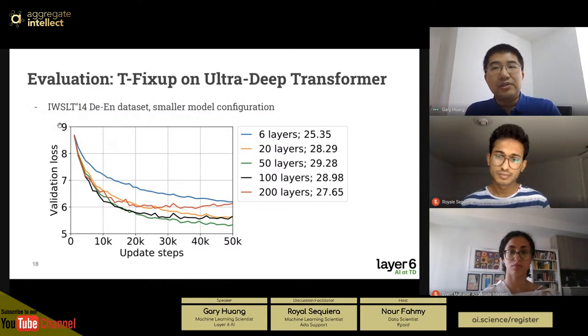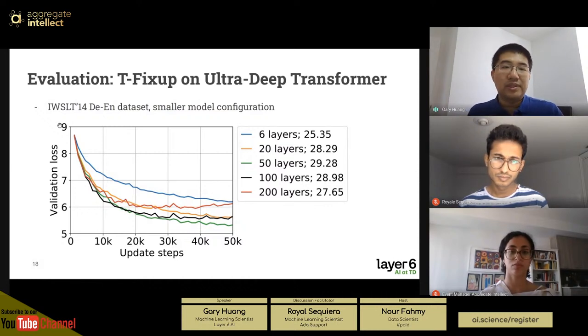As stated before, to build such a deep transformer model, we simply stack the layers, remove layer norm and warmup, apply T-Fixup initialization, and that's it. No other modifications are done. We trained these models on the IWSLT14 English to German dataset, and showed the validation curves and BLEU score after 50,000 training steps, as depth is increased from 6 to 200 layers.